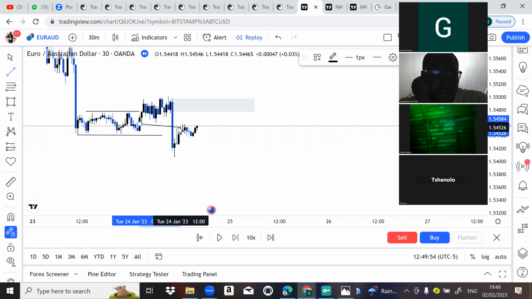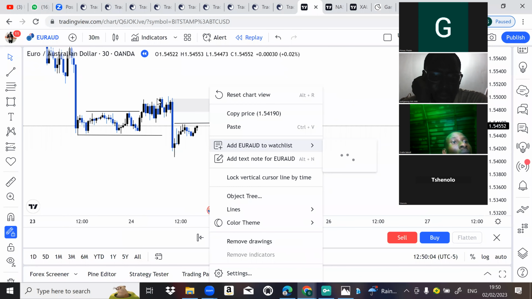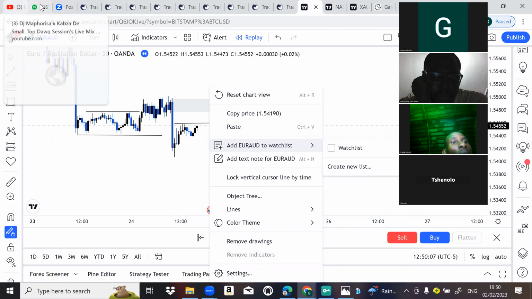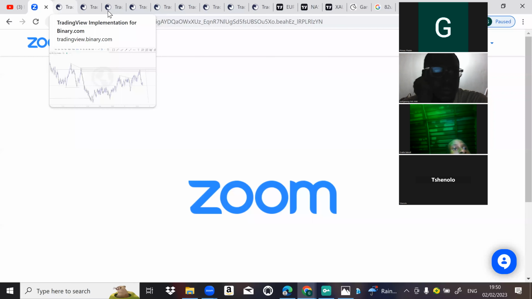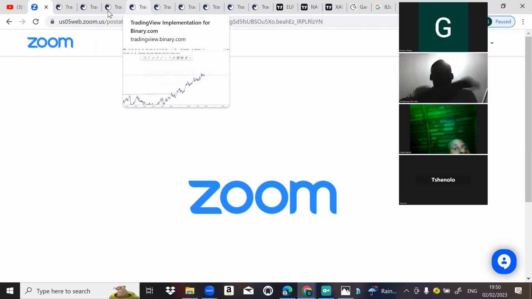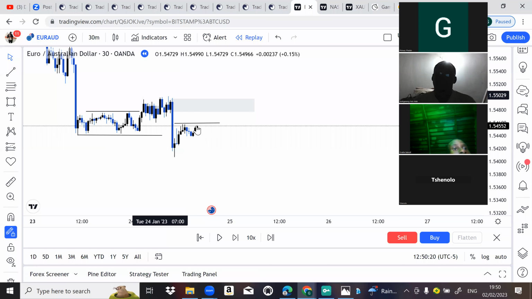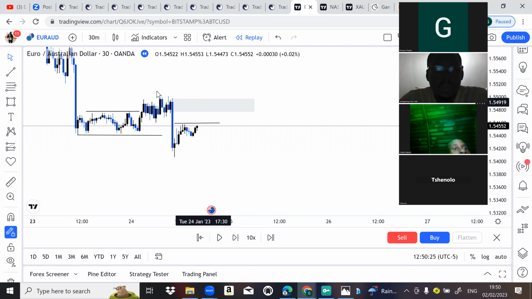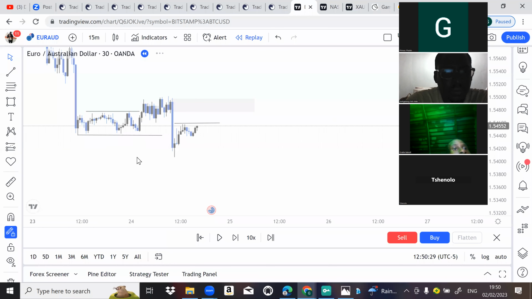The other thing you can do is to add confluence. With confluence factors, we have this inducement. So we have SH, we have break of market structure, then we have inducement. Then lastly, wait for the price to return to the order block. You can refine this order block.